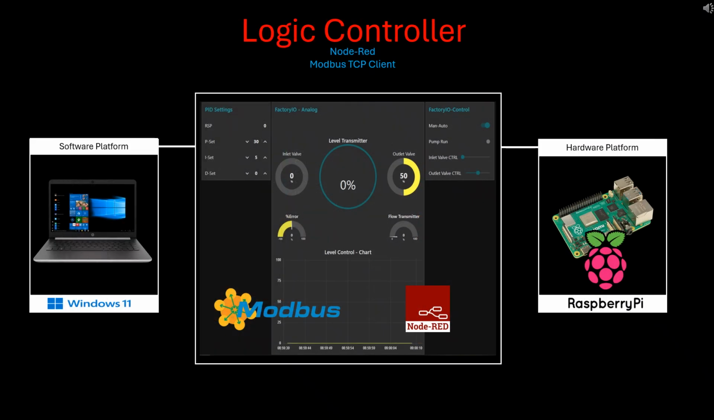Node-RED is used as the logic controller in this case, which in effect is the brains of the plant's logic. Node-RED can either be loaded on a Windows or on a Raspberry Pi platform, providing the graphical user interface, the GUI, and connects to the server as a client using Modbus TCP.